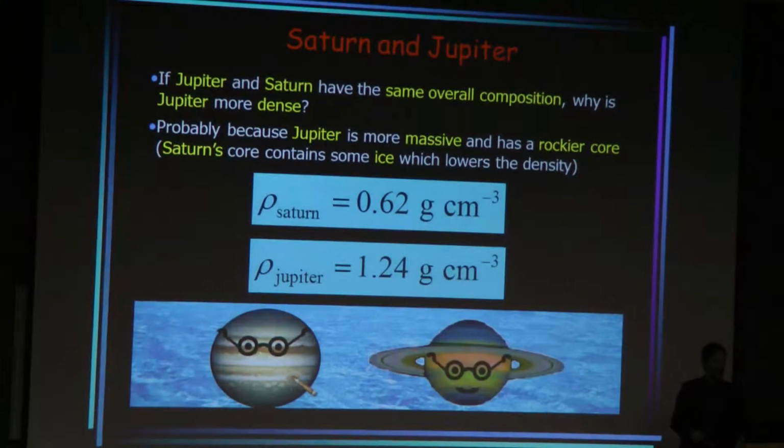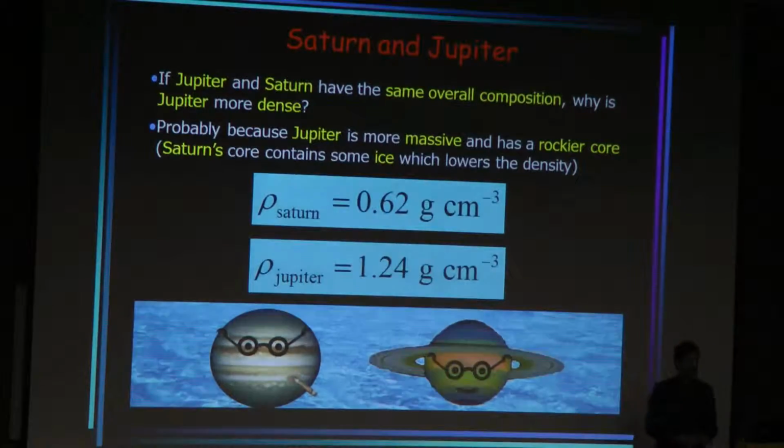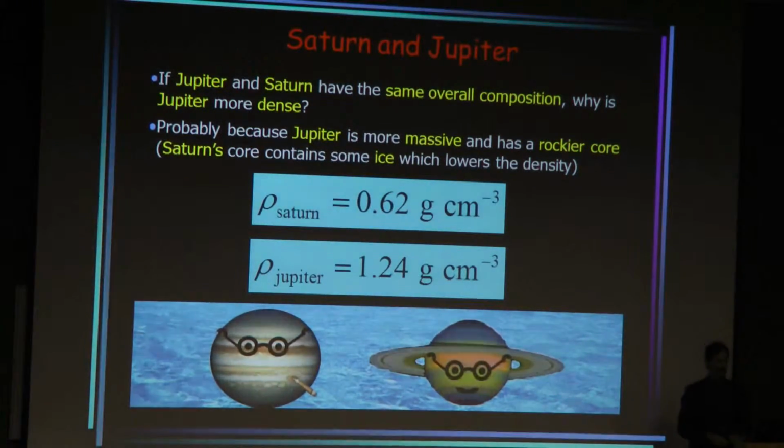Okay, so again, if they have the same composition, why then do we see different actual compositions when we measure the cloud top abundances of hydrogen and helium? Well, we believe that, as I mentioned, Jupiter has a more massive rockier core versus Saturn because we're seeing a higher density in the case of Jupiter than in the case of Saturn. That might have something to do with this phenomenon.